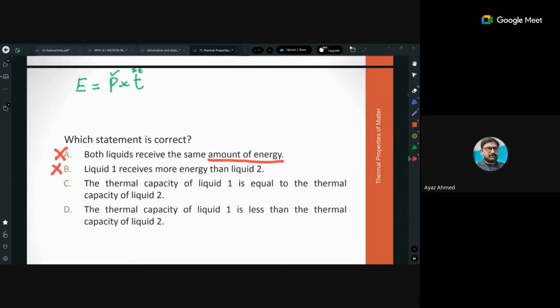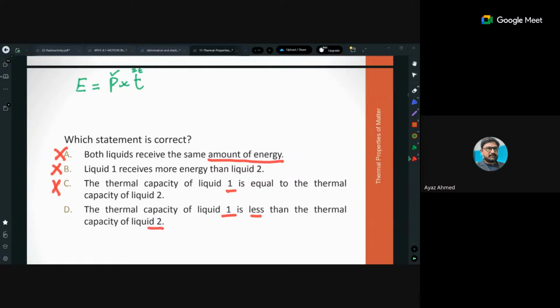No, we have just made it. The thermal capacity of liquid 1 is equal to the thermal capacity of liquid 2. If it were equal, they must take the same time. Do you agree? Yes. If they are the same liquid, with the same power of heater, the same mass, in identical beakers, they must take the same time, so their specific heat capacity must be the same.